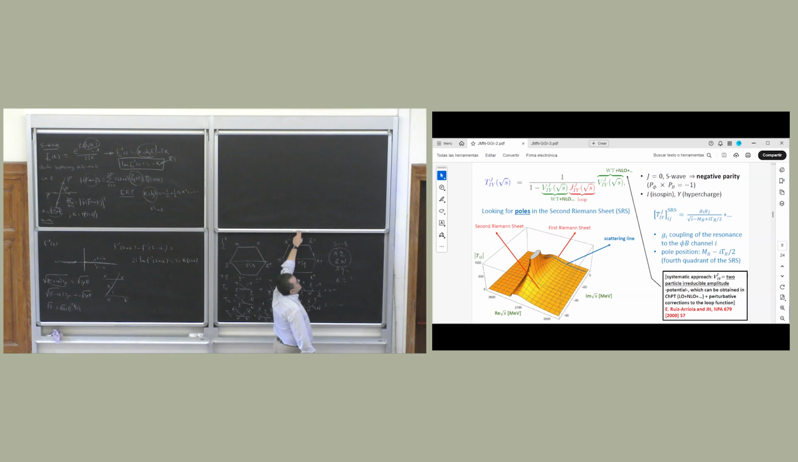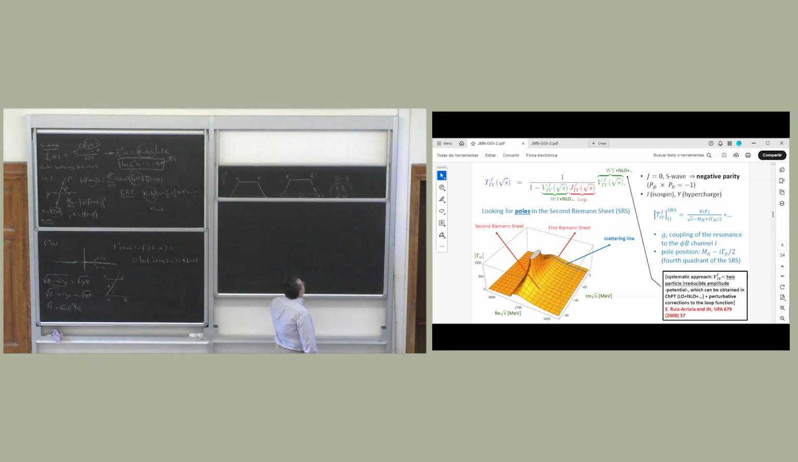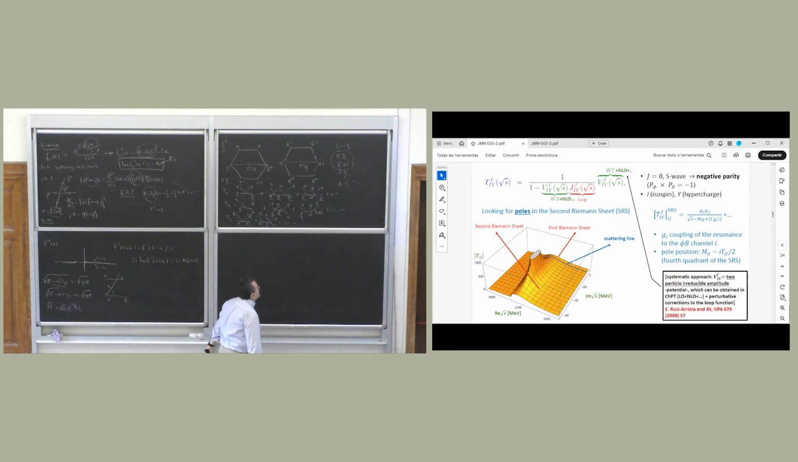Yesterday I was just working in one channel, but the T matrix, sorry, the Lippmann-Schwinger equation, will be the same equation, but the only thing is that now V, T, and G will be matrices. G is the loop. G is the loop, right? V is going to be a matrix, right?